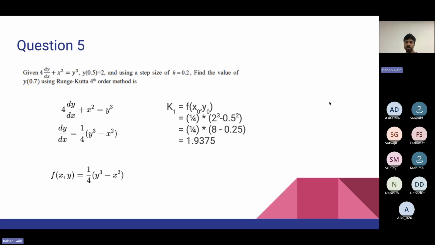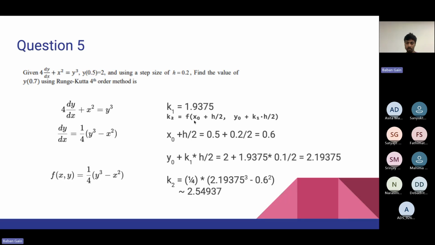So I'll just show the steps here. See, just like that, I achieved 1.9375 for k1. Then using the value of k1, I am calculating the value of k2. So k2 is this equation, for the next x the value is 0.6 and for the next y the value is 2.1975. If you put this in the formula 1 divided by 4 multiplied by y cube minus x square, the value is 2.54937. So at this point we got k1 and k2.